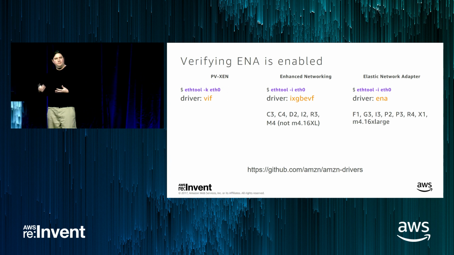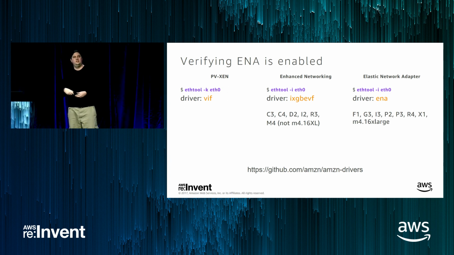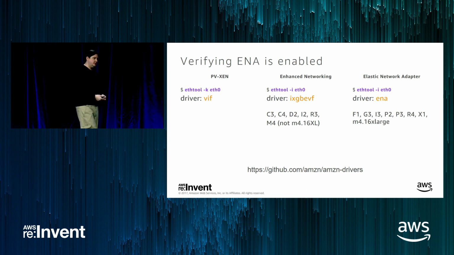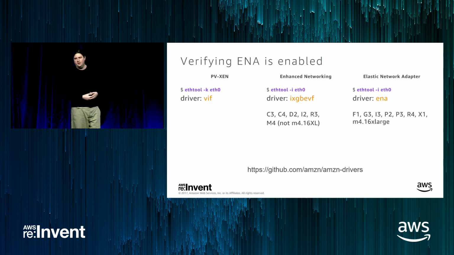As the hardware has evolved over time, I've tried to get a list of the different instance types. We just launched C5 a week ago, so C5 would be on the ENA list as well. Basically, all new EC2 instances going forward are going to be ENA enabled.